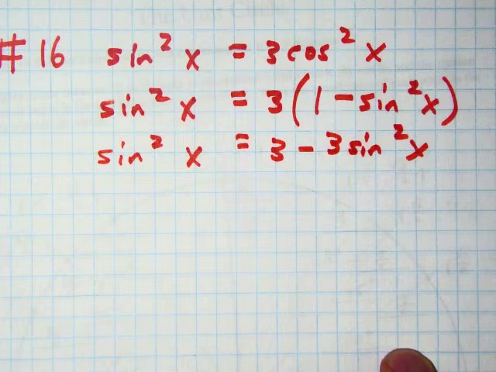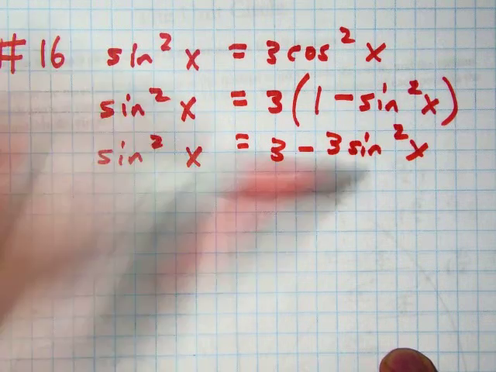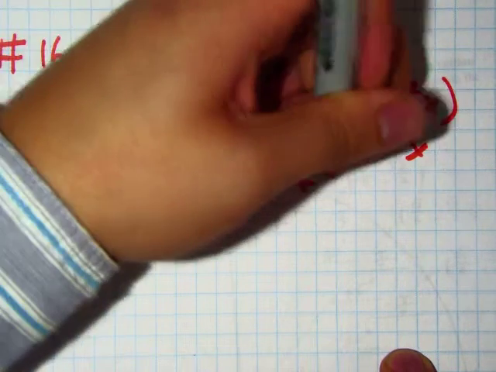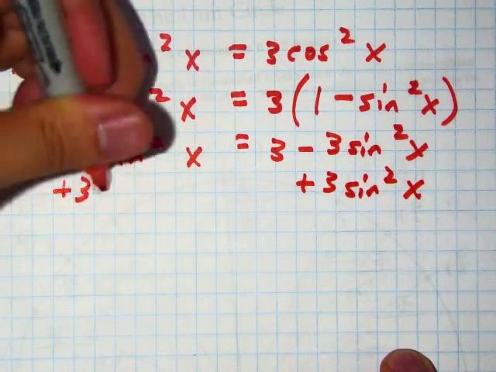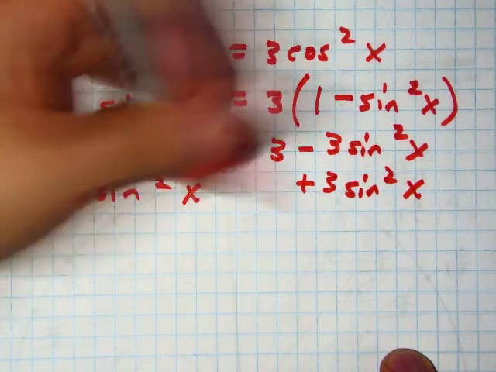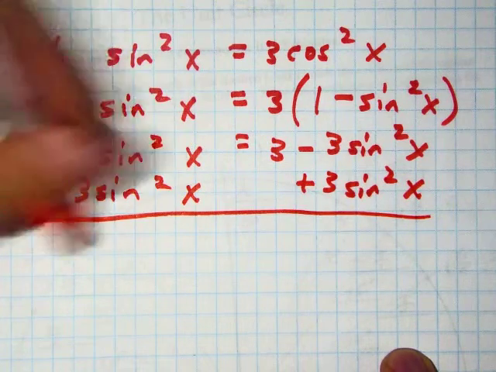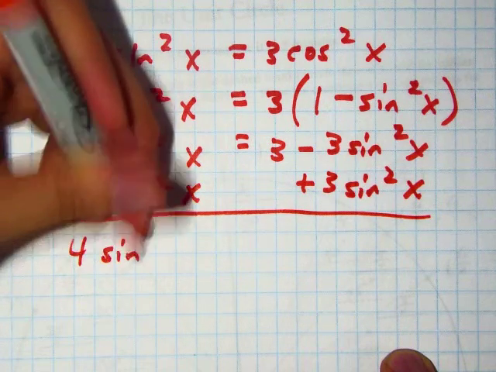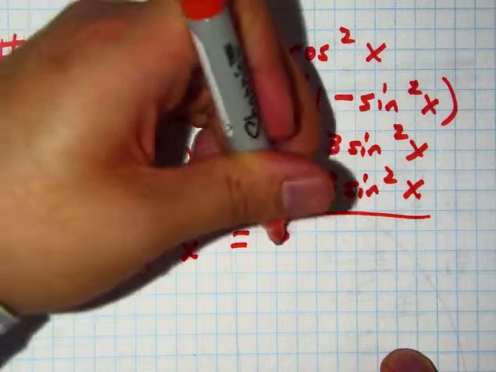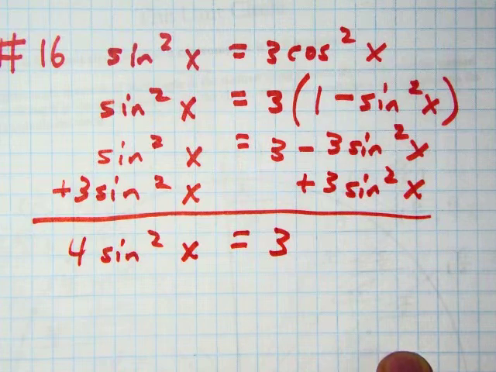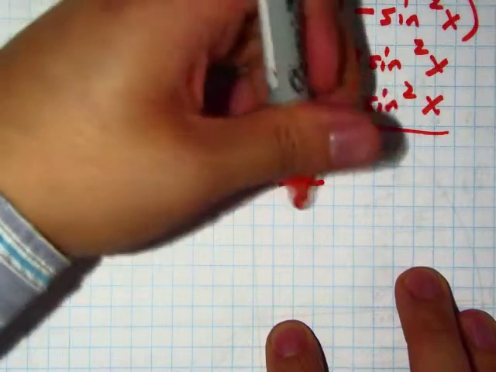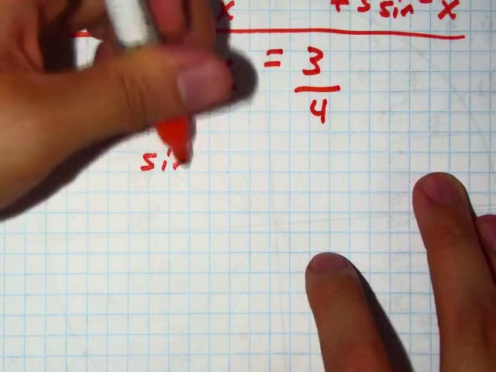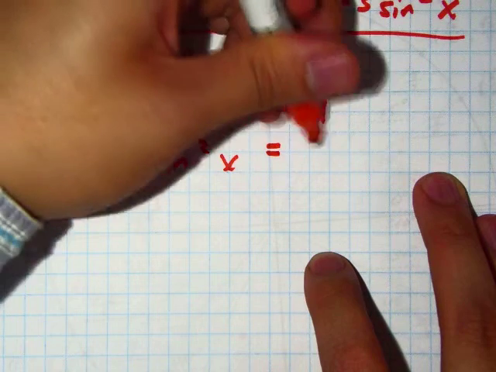Okay, let's go ahead and add 3 sine squared x to both sides. Just like any variable, we can add these things to the same side. Now I have 4 sine squared x equals 3. I'm going to divide by 4. Sine squared x equals 3 over 4.